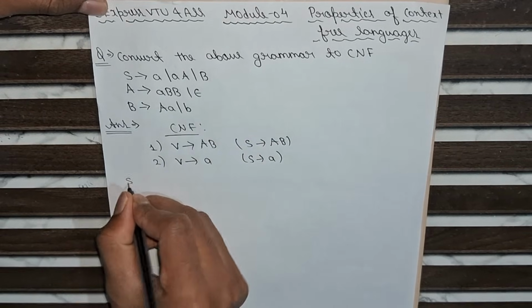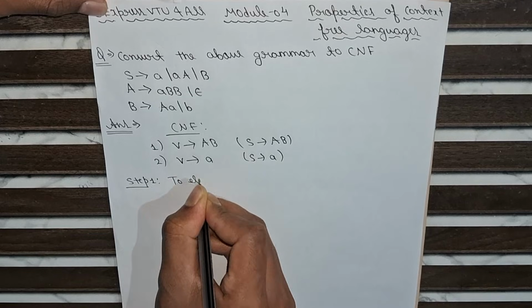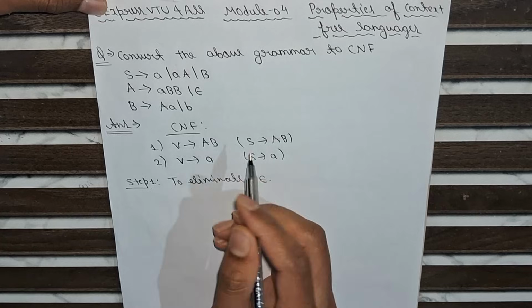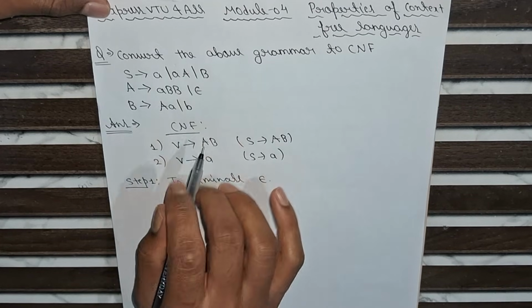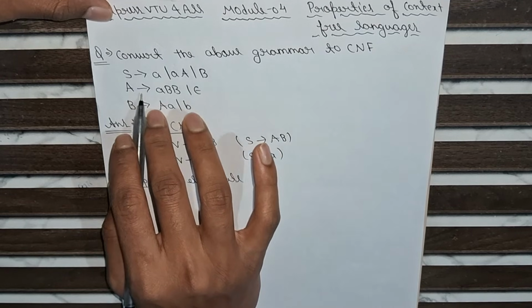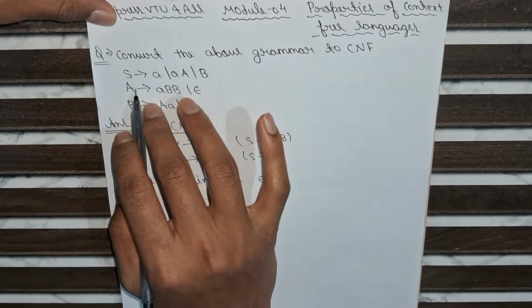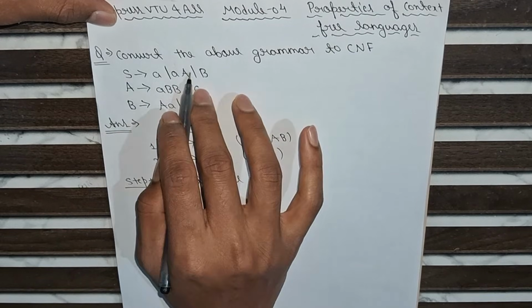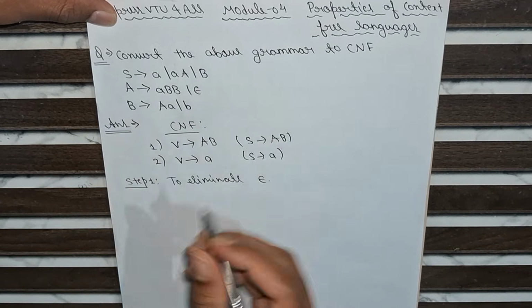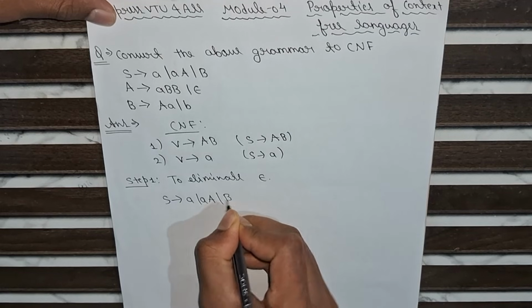So our step 1 is to eliminate epsilon. Wherever the epsilon is there, we have to eliminate that. Here A implies epsilon, so this is an epsilon production, and I have to eliminate this. How will I eliminate it? I will put the value of A in the S, because here is also an A variable and here also an A variable, so the grammar becomes S implies A, and I will write all these productions.